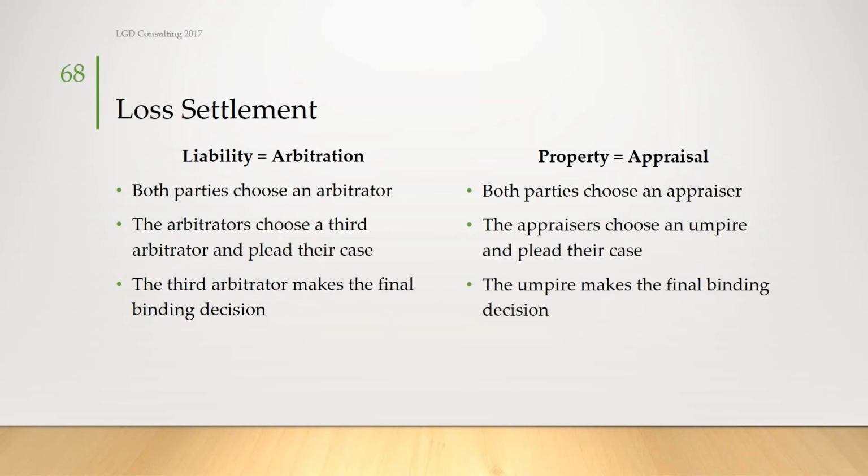For property, it goes through an appraisal condition. So you pick an appraiser, the insurance company picks an appraiser, these two appraisers pick an umpire that hears both sides and makes an ultimate decision. Okay. So know the difference between arbitration and appraisal. Okay. Typically going to get one or the other.